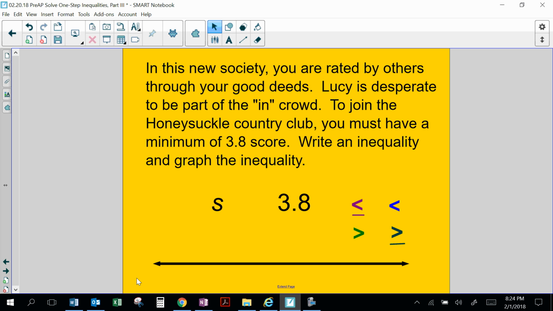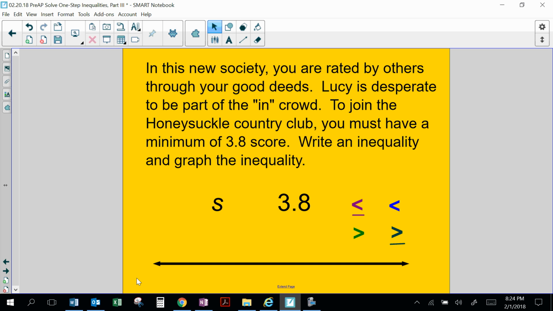In this new society, you are rated by others through your good deeds. Lucy, so the higher rating you have, the better you are. The lower rating you are, the lesser you are. Lucy is desperate to be part of the in crowd. To join this Honeysuckle Country Club, you must have a minimum score of 3.8.